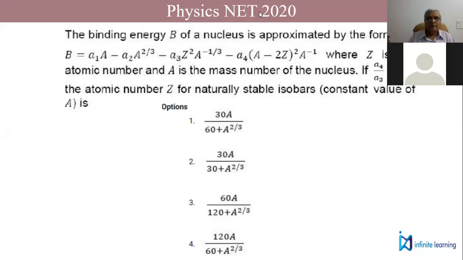So, sir, basically, from the relation of binding energy, we can solve this question. The binding energy formula is already given to you. Now you have to decide what Z value will give you the most stable isobar. You have to choose one of the four options. This is a straightforward question.